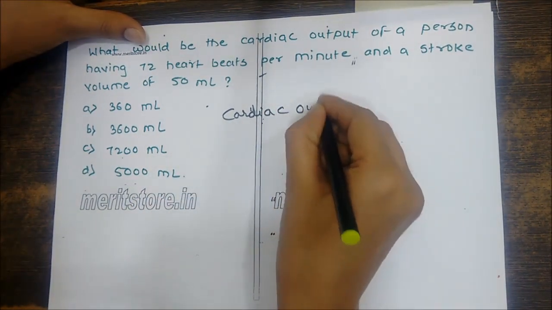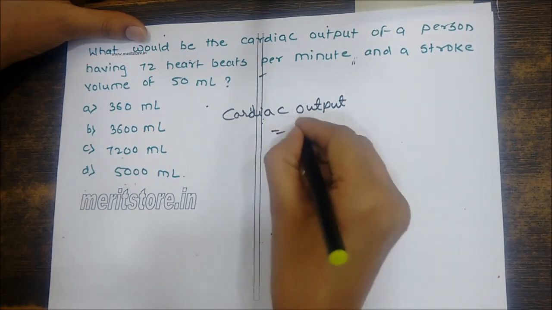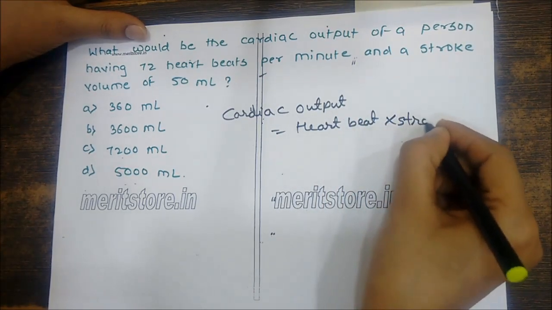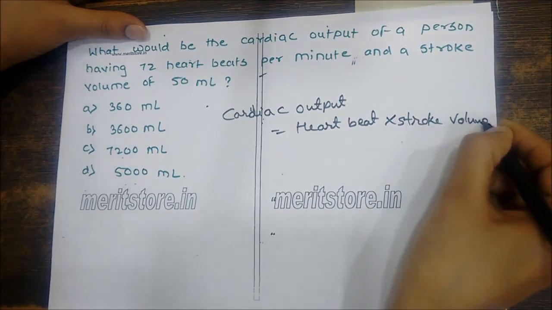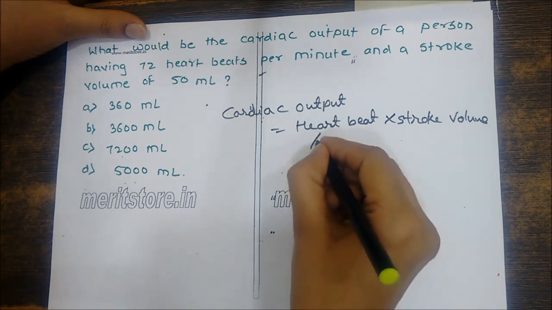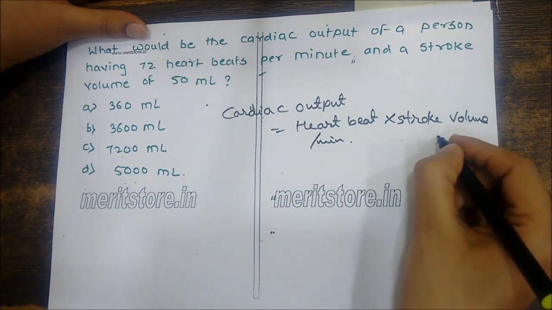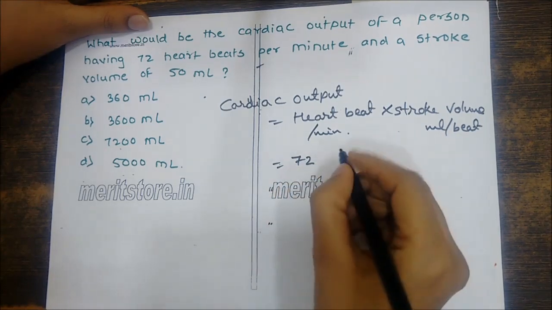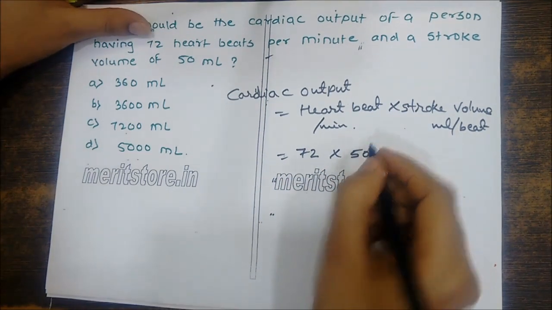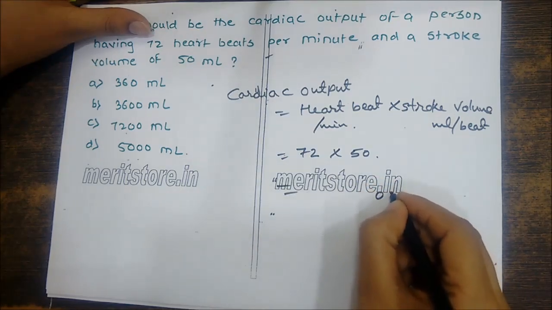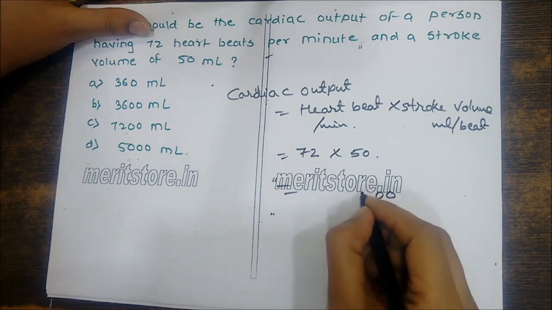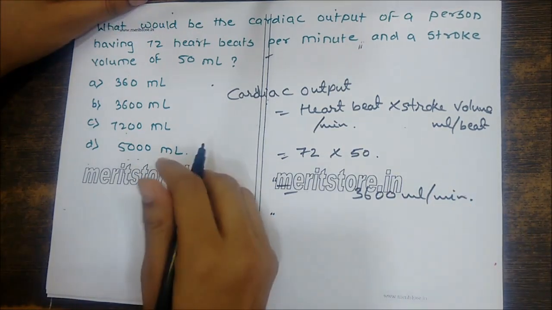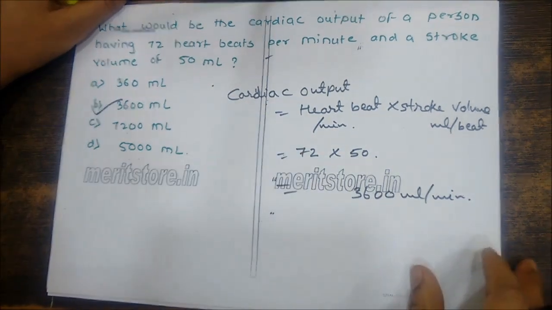So cardiac output is calculated by the formula, that is heartbeat multiplied by stroke volume. Heartbeat is calculated per minute, and the stroke volume is ml per beat. Here the heartbeat is 72 and the stroke volume is 50 ml per heartbeat, and the calculation gives 3600 ml per minute. So it will be B, 3600 ml per minute.